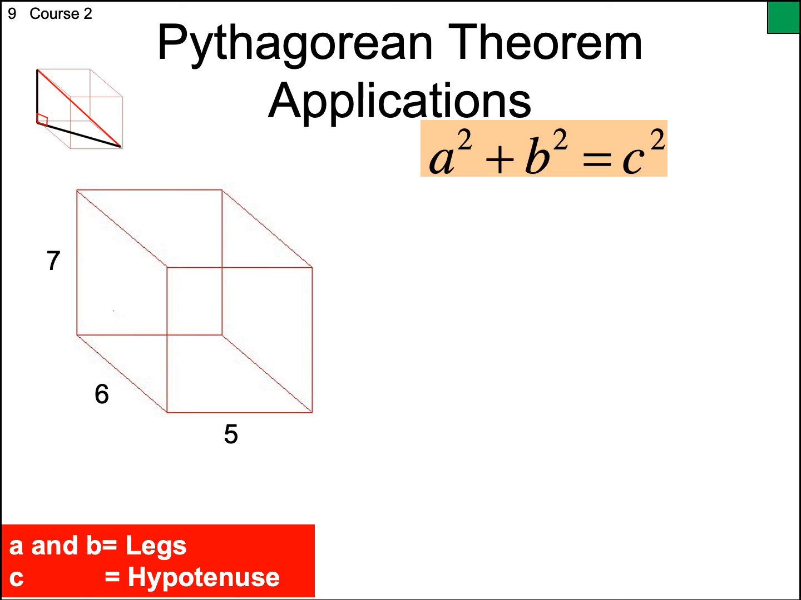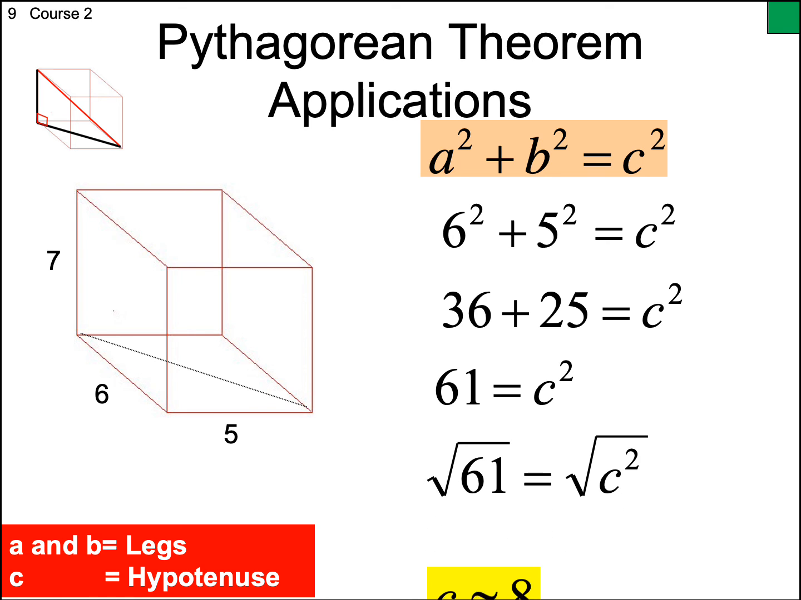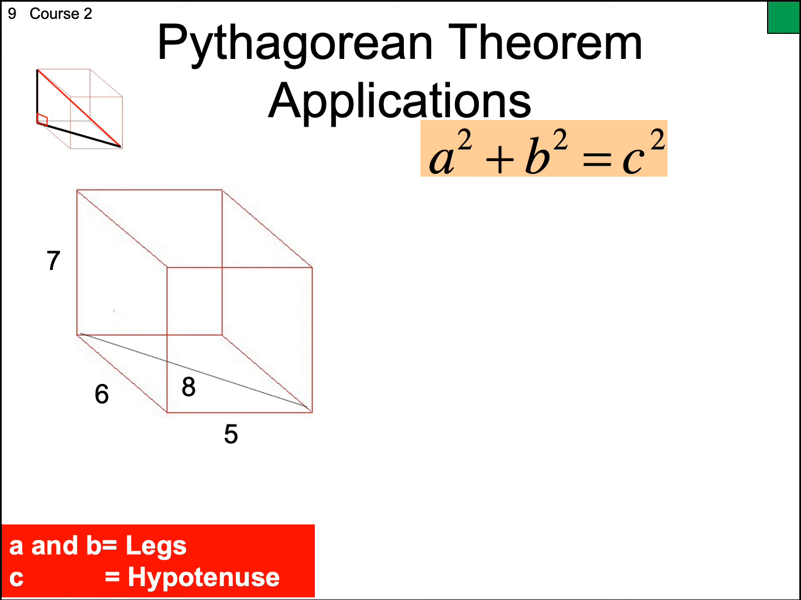How'd you do? All right, let's see. So we draw that diagonal down there. It looks like we have legs of 6 and 5. That's 36 and 25. 36 and 25 is 61. The square root of 61 is about 8. Okay, so we take that 8, we toss it in there.